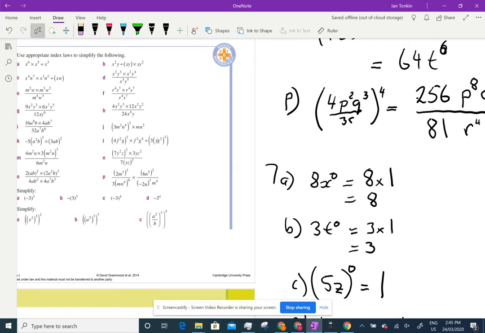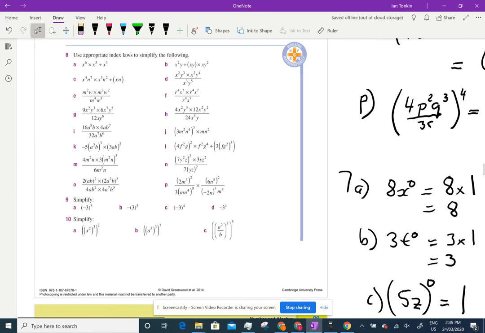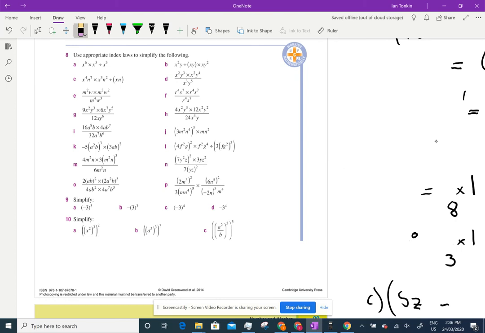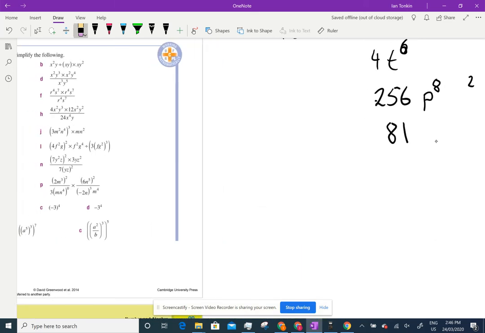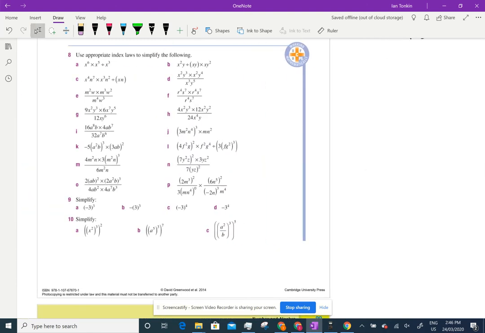Let's have a look at some of these from 8. Most of these you can do pretty easily. I'm just going to rub out some of this so I can create some space right near the question so I don't have to redo it. So let's have a look at some of these. I'll just do the first column. You have a go at the second column.